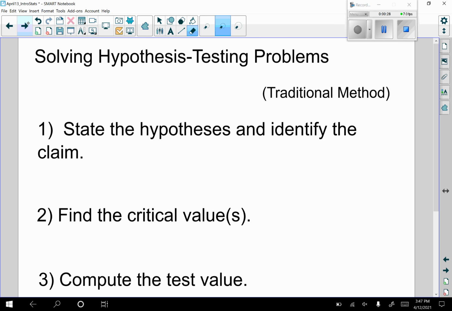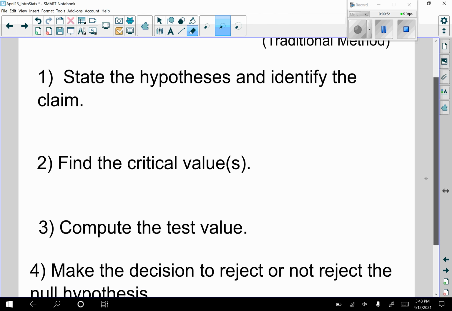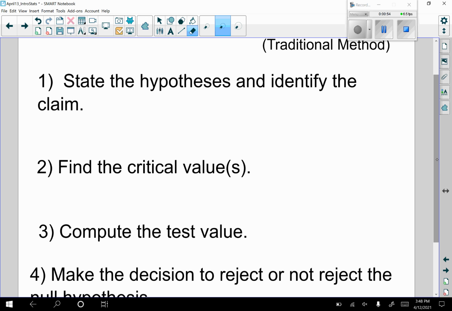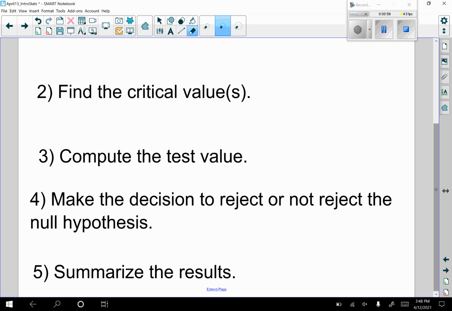All right, so again, today we're focused on the traditional method of solving hypothesis testing problems. The very first step is that we want to state the hypothesis and identify the claim. Step 2 is to find the critical values. Step 3 is to compute the test value. Step 4 is to make the decision to reject or not reject the null hypothesis. And then step 5 is to summarize the results.